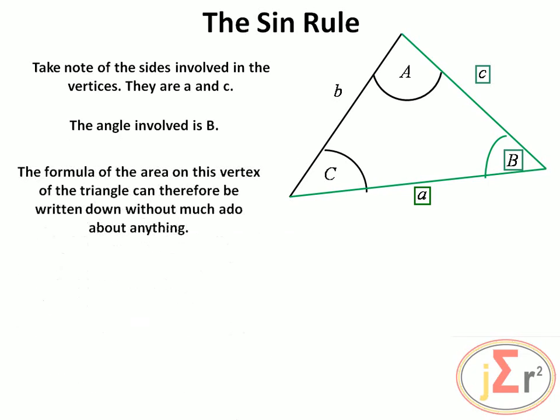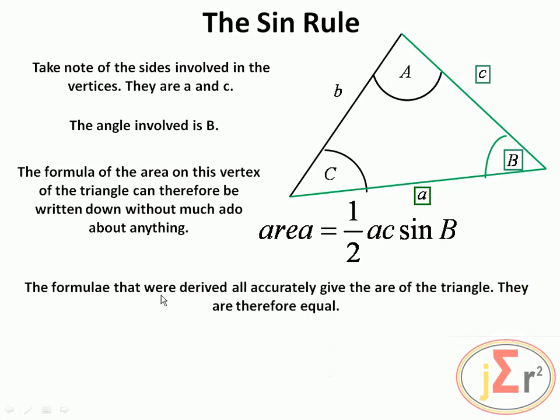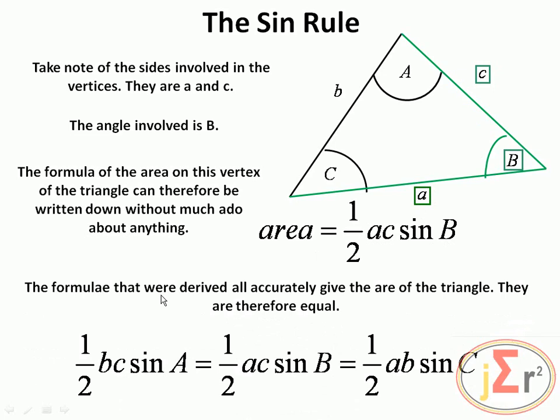The angle involved is B. The formula for the area on the vertex of the triangle can therefore be written down without much ado. We have half AC sine B. A and C are the two sides that form the vertex, and B is the angle in the vertex. So that is how we always define the formula for the area of a triangle.